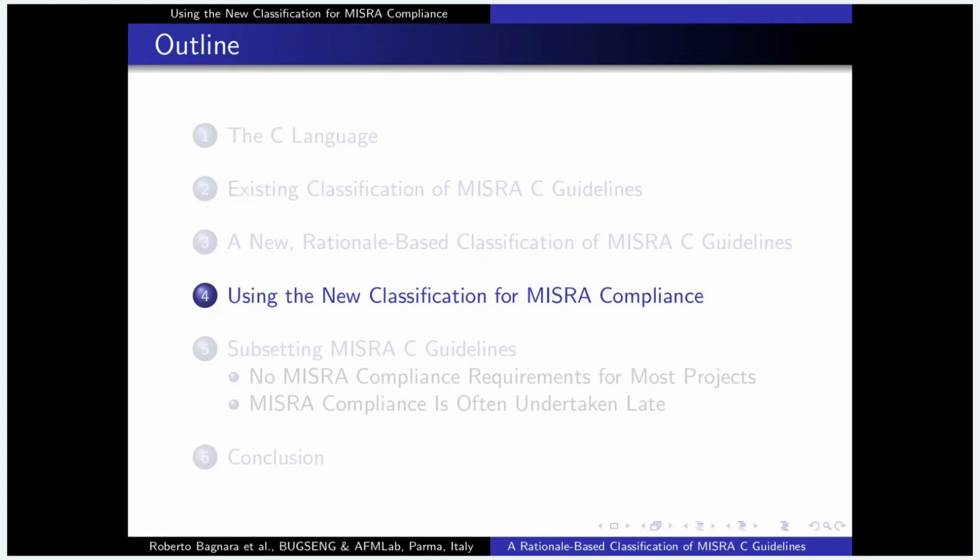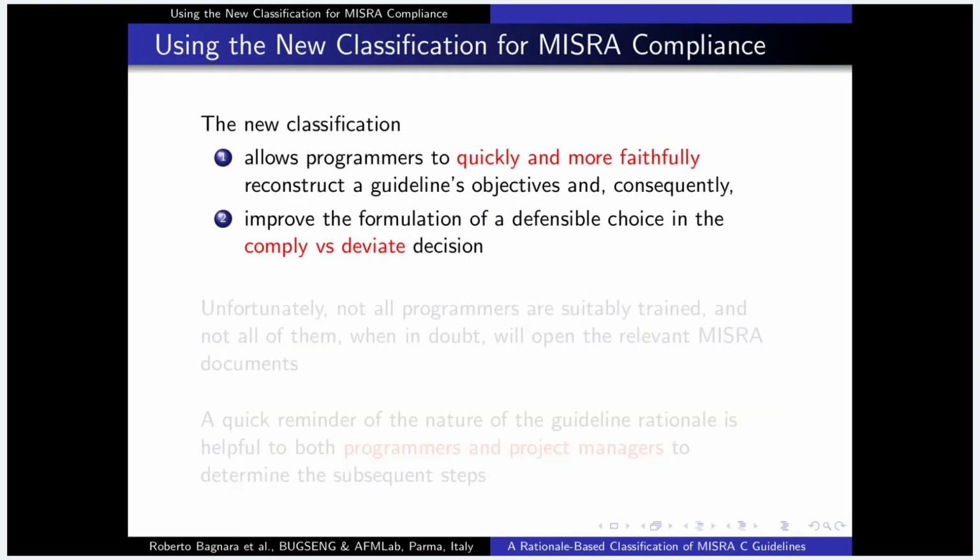Now, this was the new rationale-based classification of the MISRA guidelines. So how to use it? There are several uses. One very important thing is that it's a very compact encoding of the rationale. So it allows programmers to quickly and more faithfully reconstruct the guideline's objective, and also, using this reminder about the rationale of the guideline, they will typically make better choices when choosing whether to comply or to deviate.